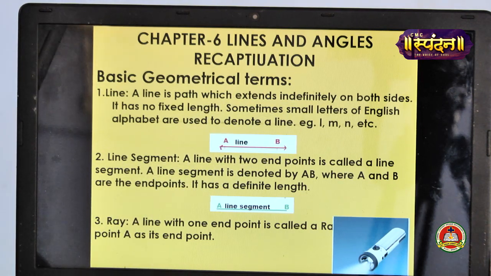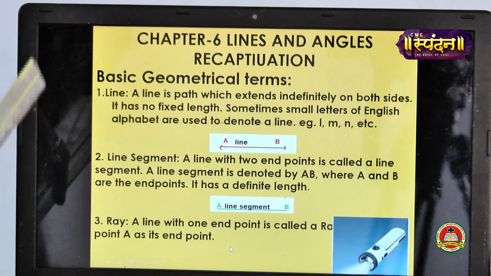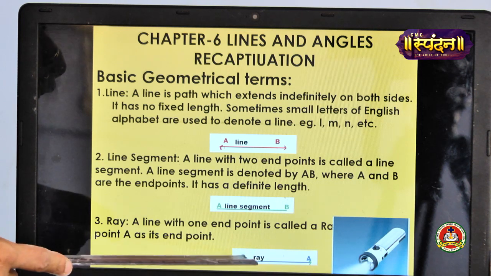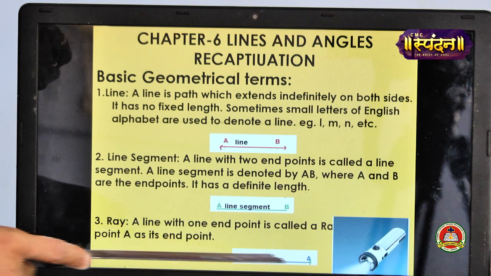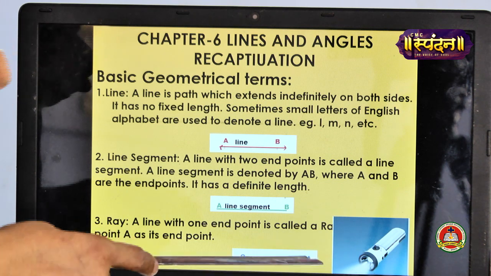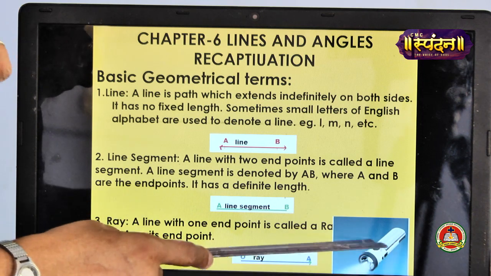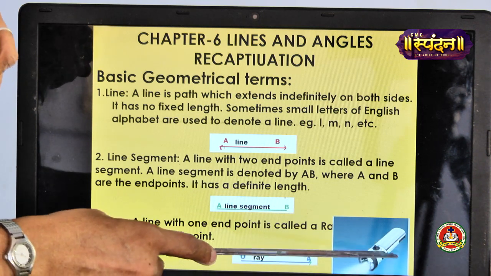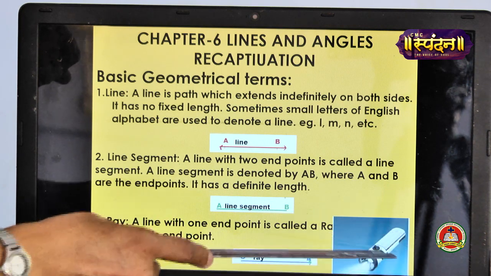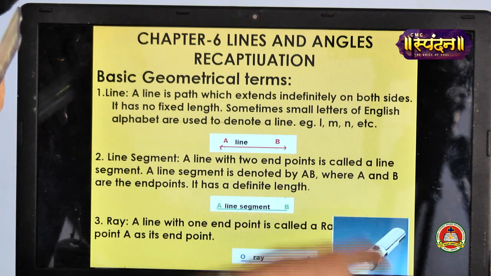Next comes the ray. A ray has got one endpoint, that is, this is a starting point, and it extends indefinitely in the other direction. For example, this is a real life example of a ray. Here I pasted a torchlight for you to show that this is a ray. This end is fixed and this end is extending indefinitely in the same direction, you see.